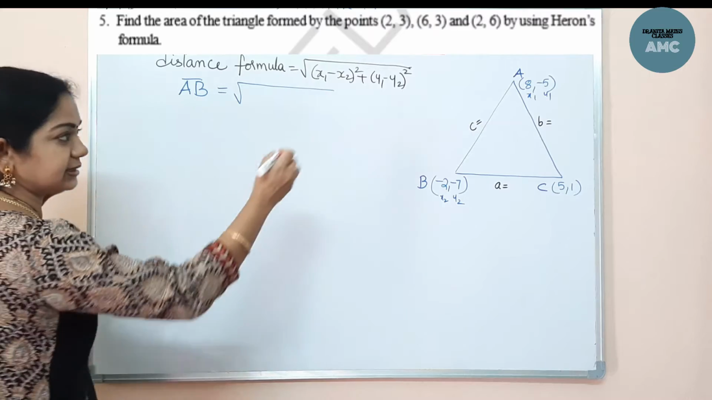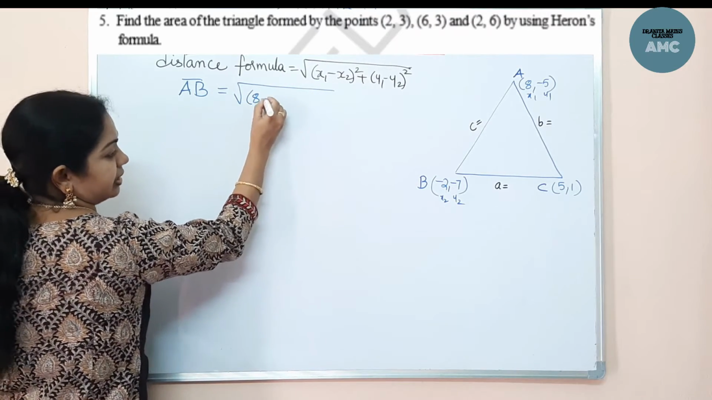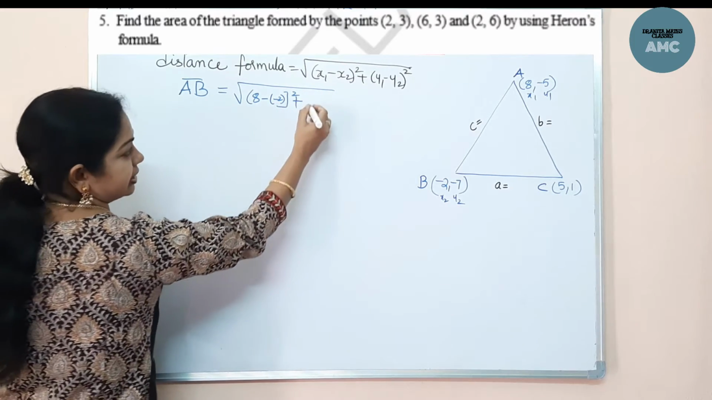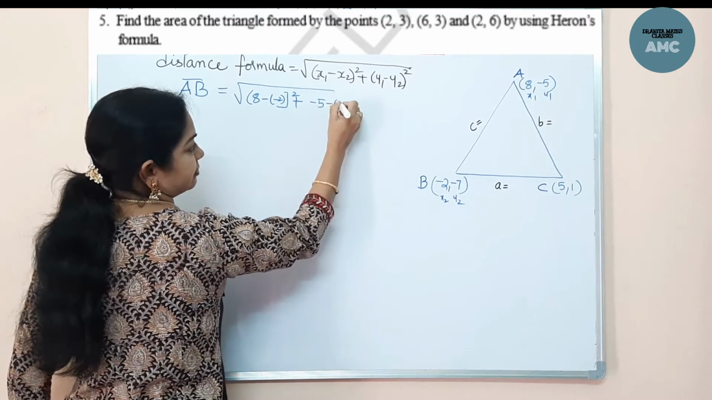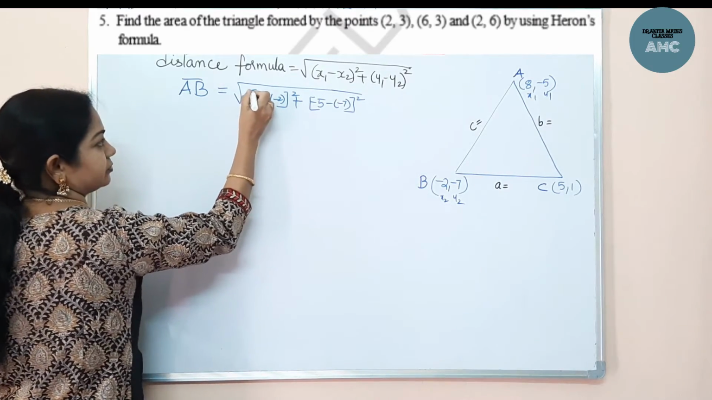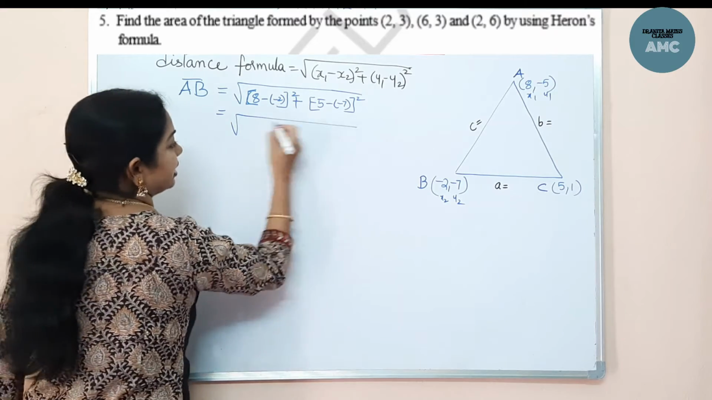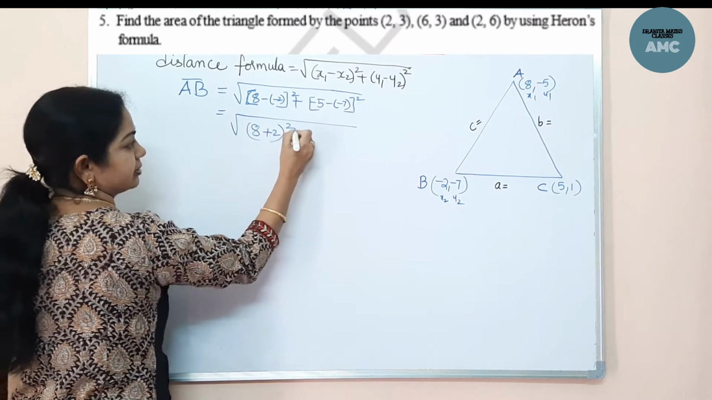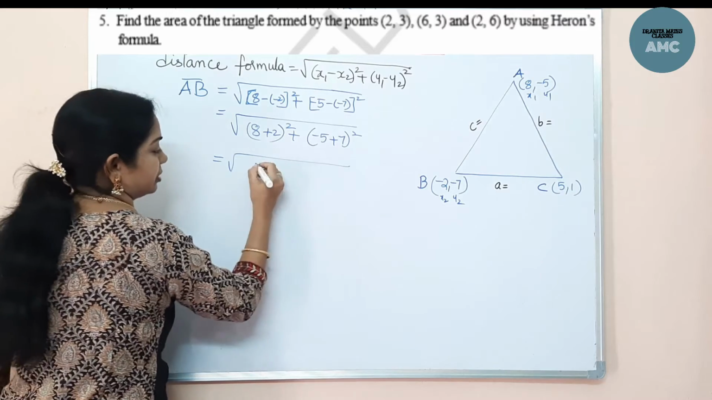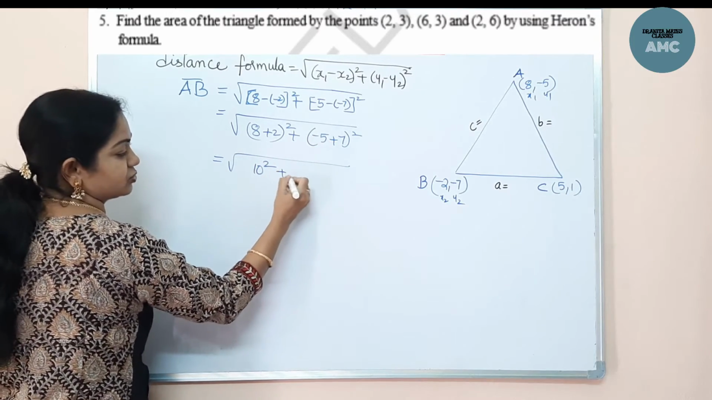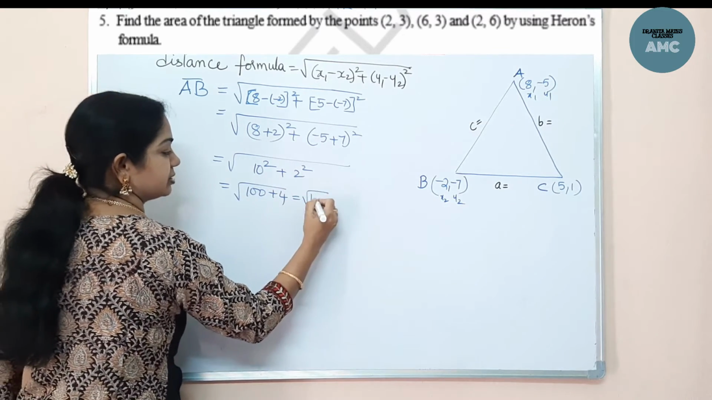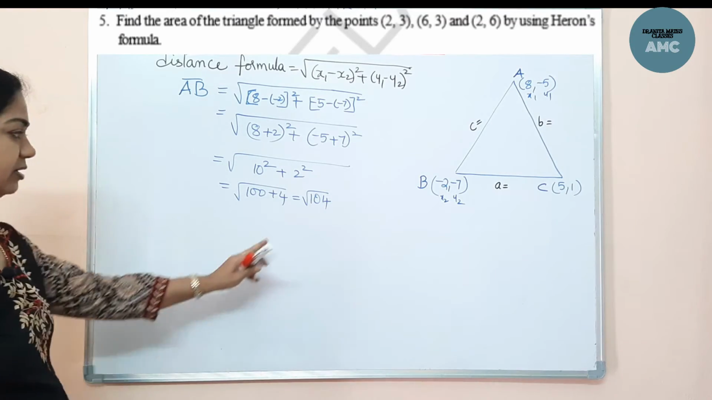Now here I will substitute x1 is 8, minus x2 is minus 2, so whole square, plus y1 is minus 5, y2 is minus 7, minus of minus 7, whole square. This is under root. Now this is 8 plus 2 whole square plus minus 5 plus 7 whole square. So this comes to 10 square and minus 5 plus 7 is 2, 2 square. So this is 100 plus 4, so root 104. Now this is not at all a perfect square.